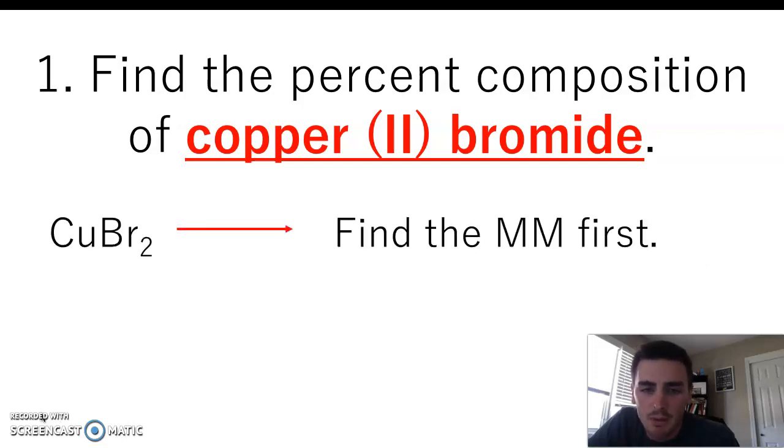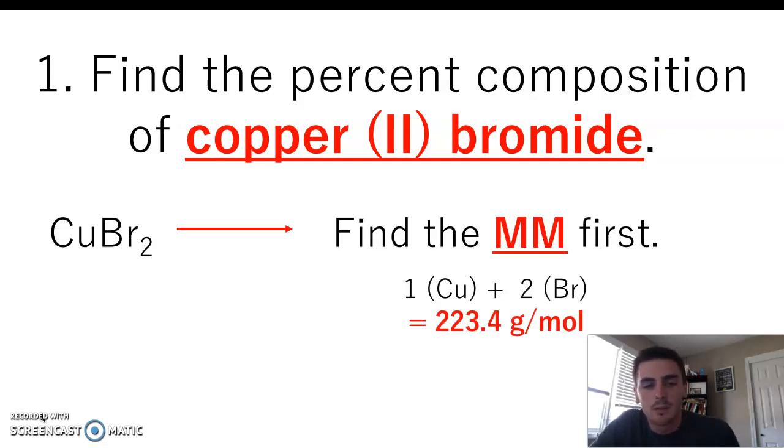Moving forward, what we need to find out is the molar mass of that whole thing. That will serve as our whole, how much the whole thing weighs. So molar mass, hopefully we are getting good at by now. We know that we need to add up 1 copper and 2 bromines. When you do that and round it correctly, the molar mass of copper(II) bromide is 223.4. That's how many grams are in 1 mole.